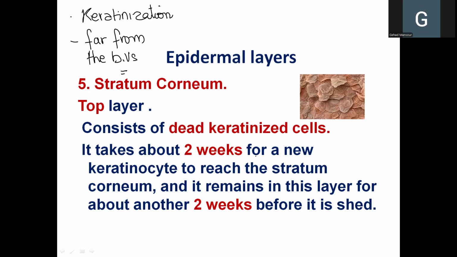How long do cells need to pass from the stratum germinativum to the top layers of the skin and belong to the stratum corneum? It's about 2 weeks. So by the time the cells reach the stratum corneum, about 2 weeks have elapsed from their generation in the stratum germinativum. They become dead, they are shed away, and these cells are replaced from the underneath cells.